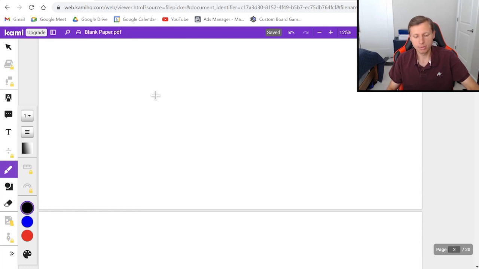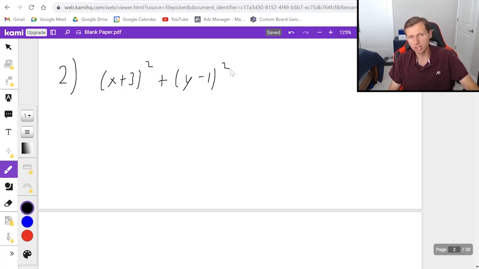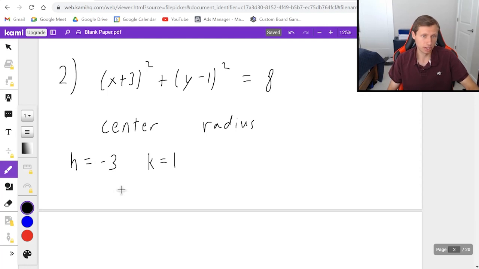Now for the second one, we're going to make it a little bit harder, but still not too bad. Let's say we have (x + 3)² + (y - 1)² = 8. Same idea. I have to find the center first and the radius. To find the center, I'm just going to do the opposite of what I see in the parentheses. For instance, I see x plus 3. That means my h is actually negative 3. And when I see y minus 1, k is actually positive 1, which means my center is at (-3, 1).